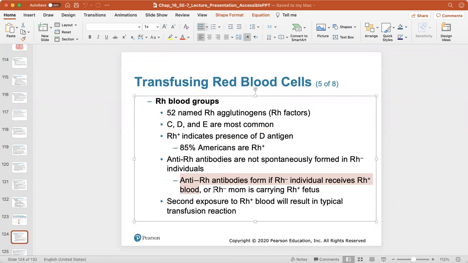This could happen in the fetus. So if an RH negative mom is carrying an RH positive fetus, the mom might actually start to create antibodies against the RH positive antigen on the fetus's blood. This won't be a problem for the first pregnancy, but subsequent pregnancies could be a problem because now the mom has these antibodies against the RH positive factor that could harm the fetal blood.